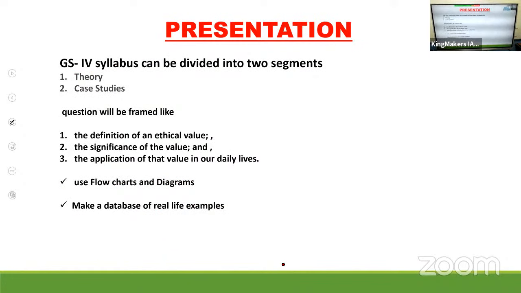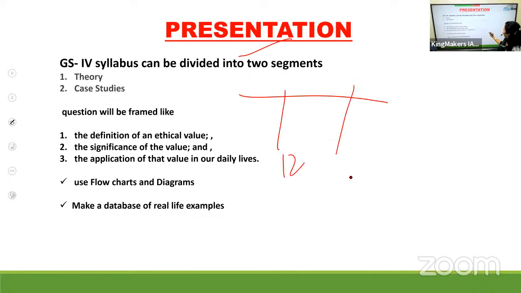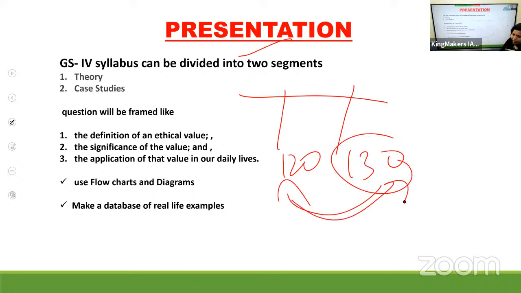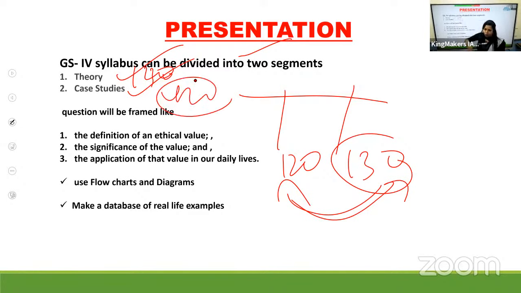Now presentation: how to prepare, the way you have to think, what to say from the mind, from the situations you have to become a balanced person, and then present your answer. In the ethics paper there are two sections. One can be 120, another can be 130. It can be interchanged. Part A and part B like that. The first is theory and then case study would be there.